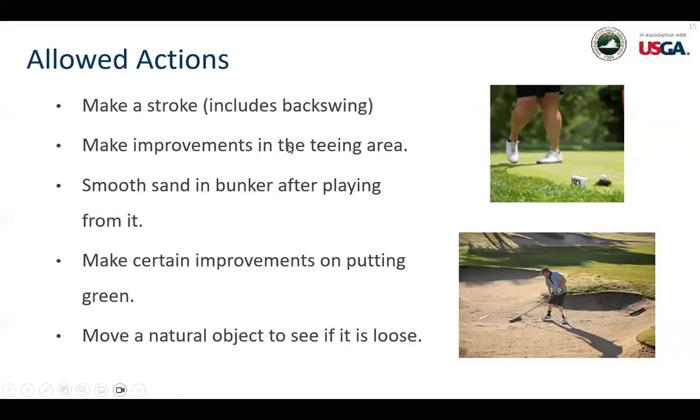Next, again in our allowed actions, when making a stroke, it includes the backswing. So I've got a ball in a tree. I know I can't break branches to improve that area ahead of time, but if I make a backswing and I improve that area by breaking several branches off and I complete that swing, the rules are going to say that's fine.